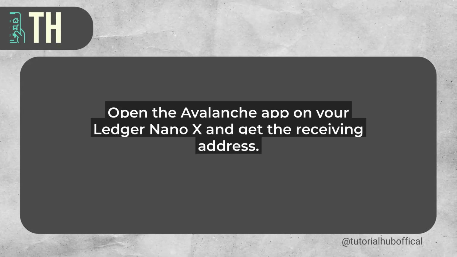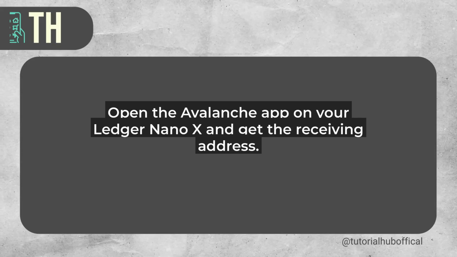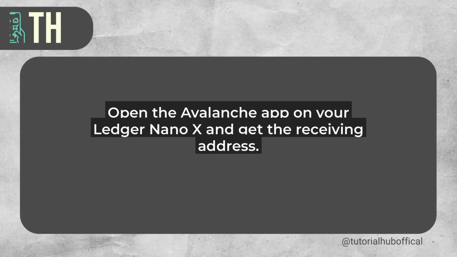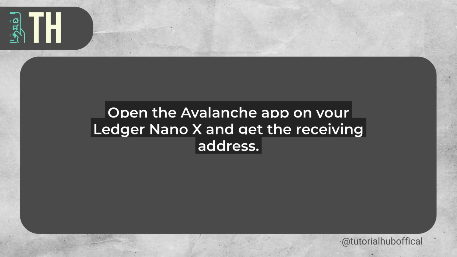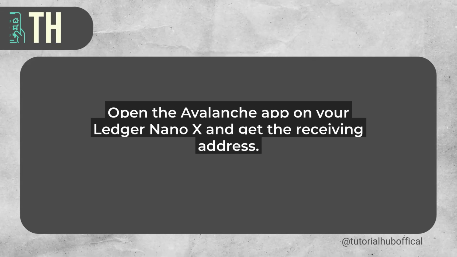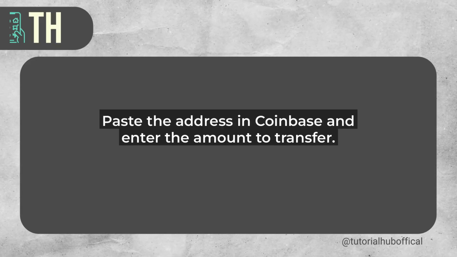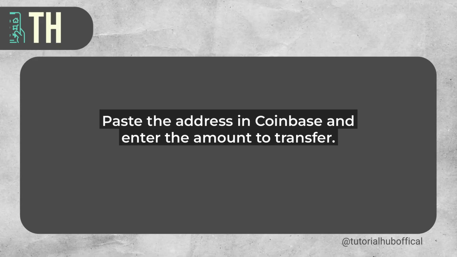Step 2. On your Ledger Nano X, open the Avalanche app. Make sure it's installed via Ledger Live. Once it's running, connect your device to your computer and go to the Accounts section in Ledger Live to get your Avalanche receiving address. Copy this address carefully. It's a long string of letters and numbers, so no typos allowed.